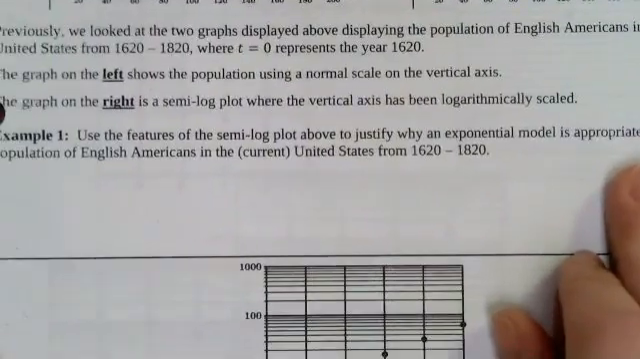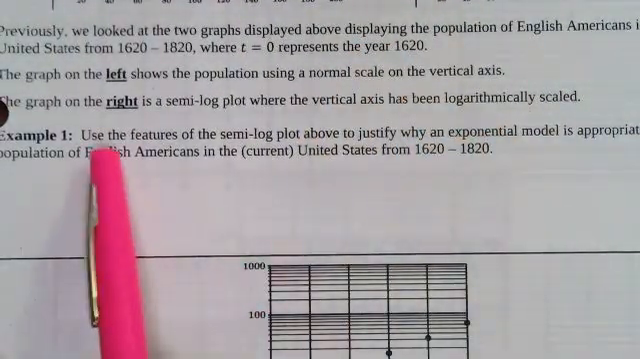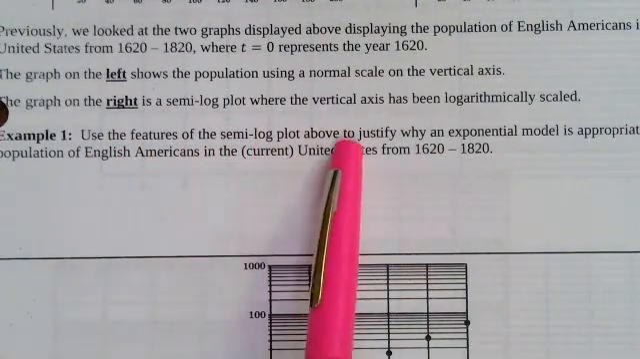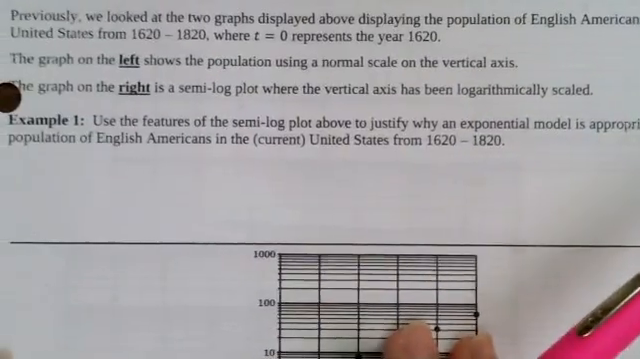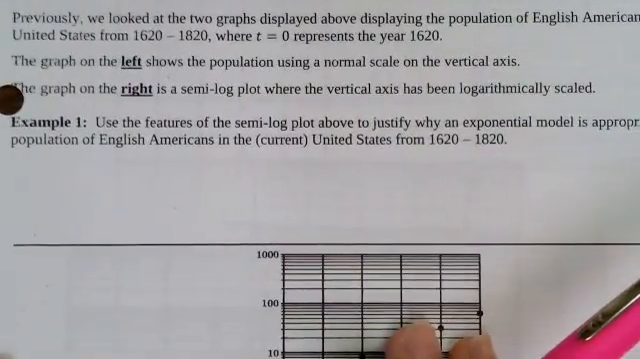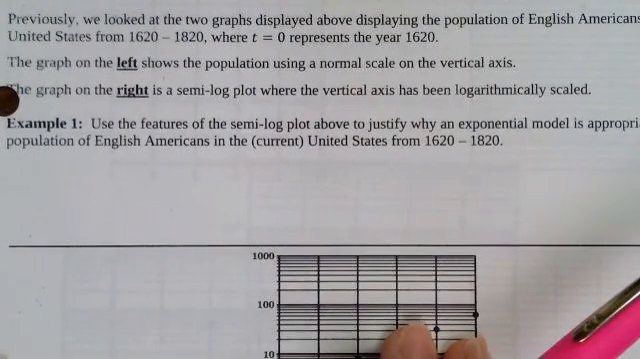All right, so we're going to look here at example 1, and it's using those graphs that showed up at the top. It says, use the features of the semi-log plot above to justify why an exponential model is appropriate for the population of English Americans in the current U.S. from 1620 to 1820.